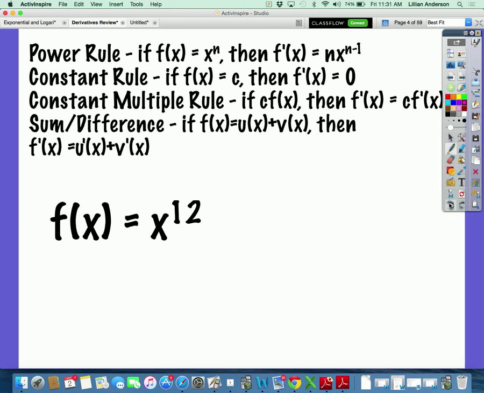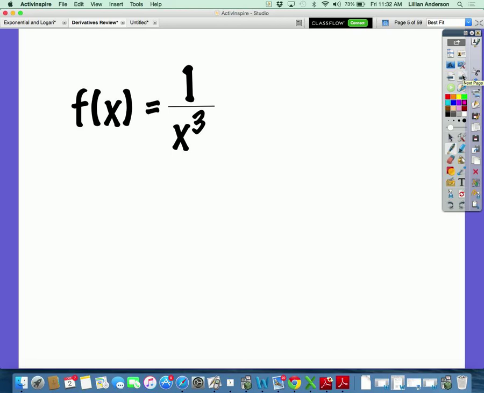Find the derivative of x to the 12. Make sure everyone is correct. Yes, it is 12x to the 11th power. Awesome. Clear your whiteboards. Here's the next one.